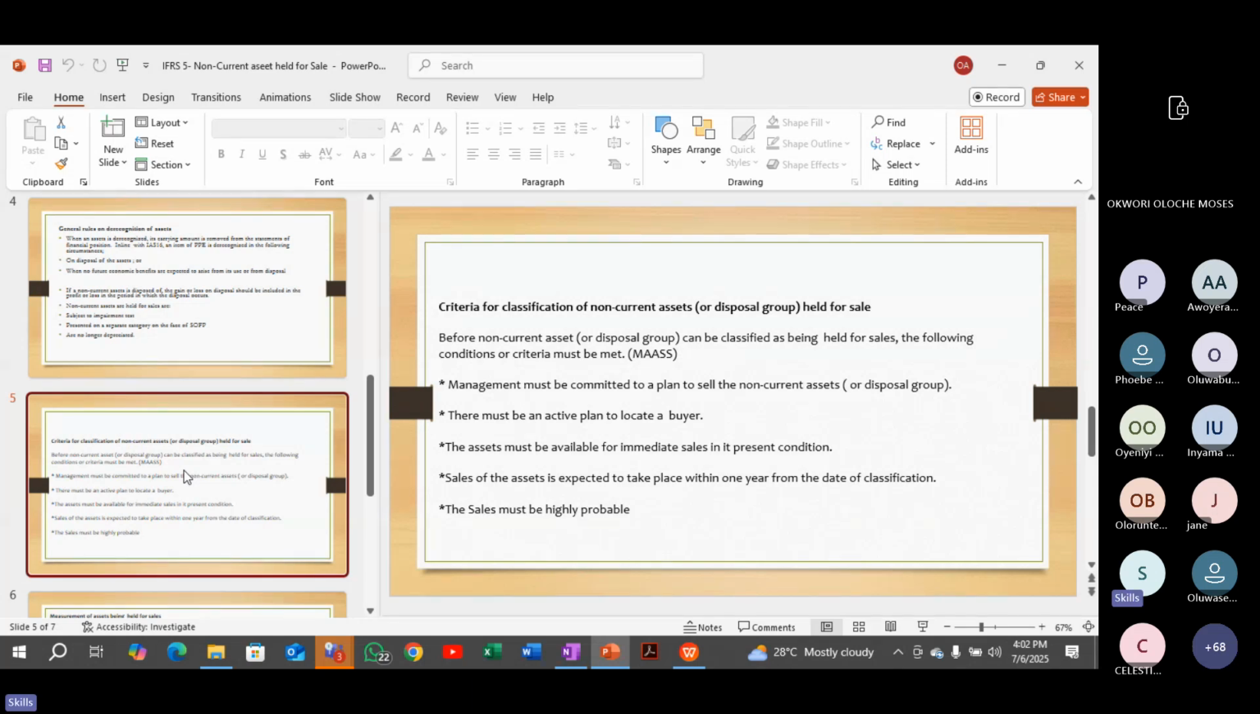And the last S, which means sales must be highly probable. So those are the 5 criteria.